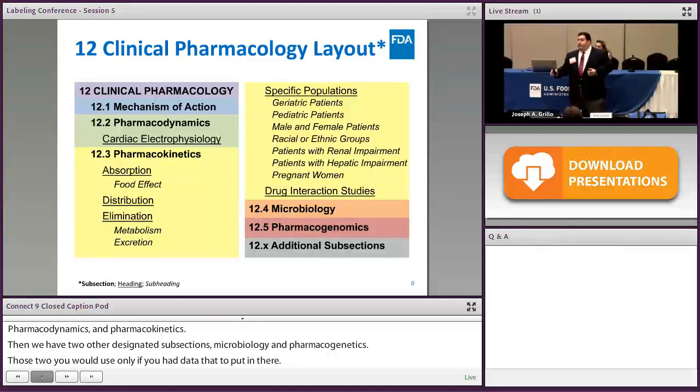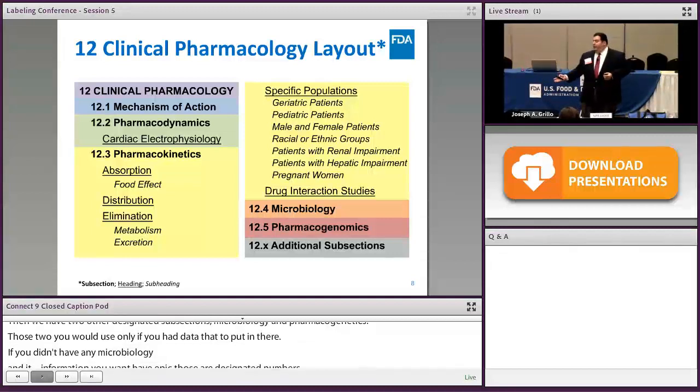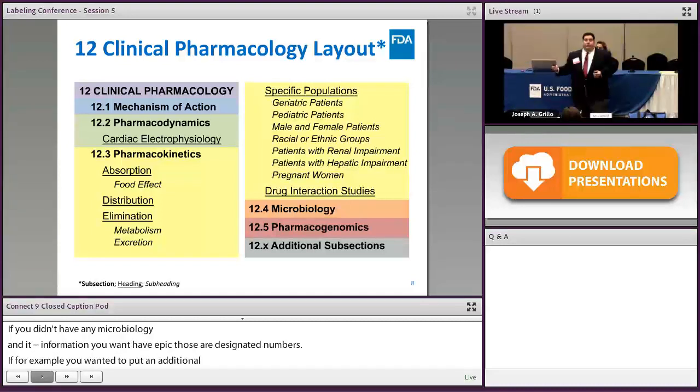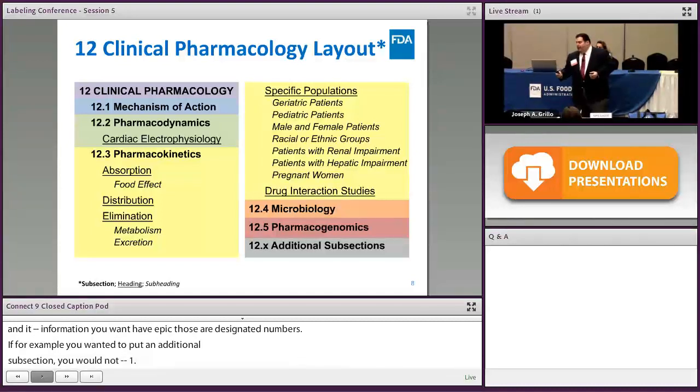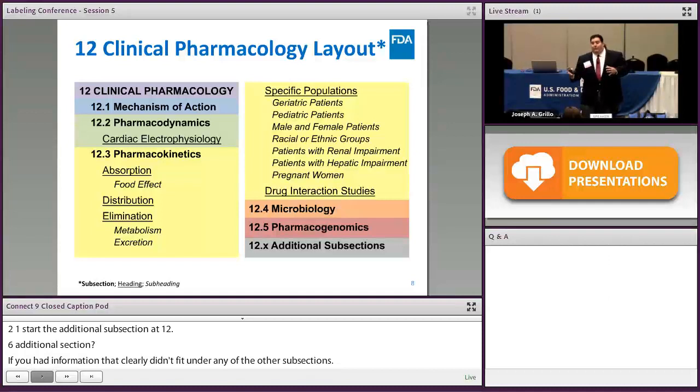So if, for example, you wanted to put an additional subsection, and you only had 12.1, 12.2, 12.3, you would have to start the additional subsection at 12.6 because those other two have already been designated. And when would you use an additional section? You'd use an additional section if you had information that clearly didn't fit under any of the other subsections, or if you had information of such great breadth or complexity that putting it into one of those other headings or subsections would make the other information unable to read because it would be so voluminous.